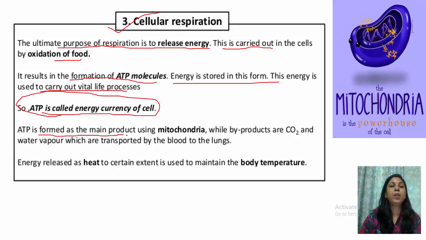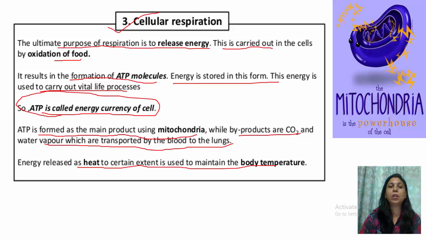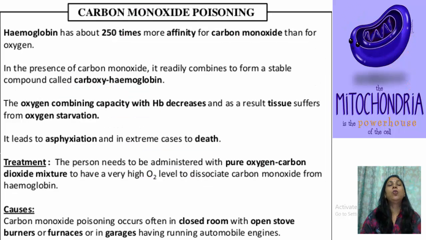ATP is formed as the main product using mitochondria, while byproducts are carbon dioxide and water vapor, which are transported by the blood to the lungs. Energy released as heat, to a certain extent, is used to maintain the body temperature, and here the process of respiration ends. Now you must have heard about carbon monoxide poisoning.